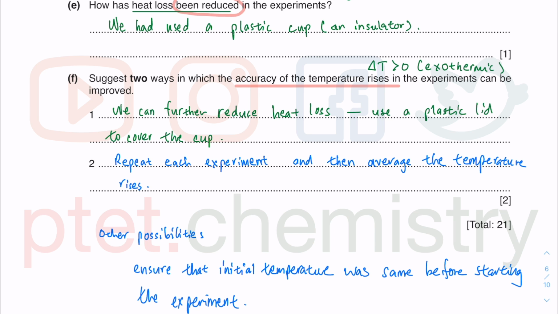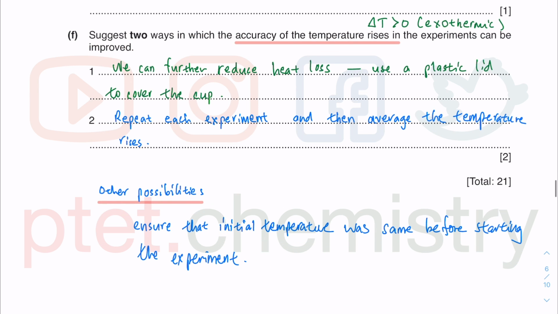Of course, there are other possibilities as well, but one thing which is not accepted would be stirring, because in this kind of experiment you're expected to stir once or twice and then you just leave it be, because the more you stir, the more the heat gets distributed, and therefore it will not have given you a more accurate temperature rise. It will have been less accurate actually if you stir more and more.